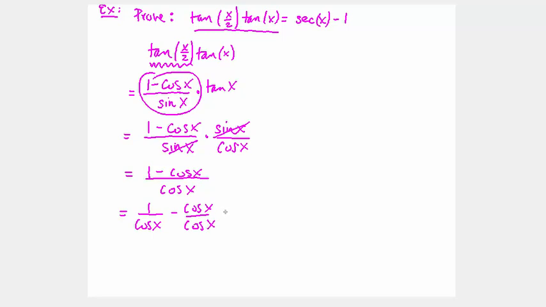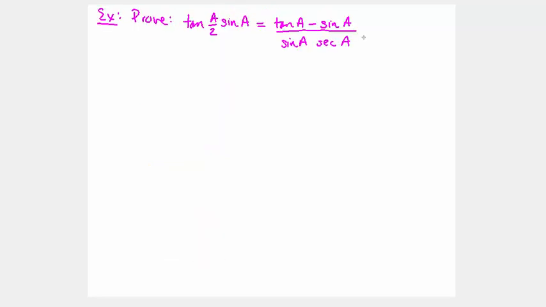And then just a little bit of simplification would turn that into 1 over cosine is secant, so secant x minus cosine x over cosine x is 1. And that's exactly where we were trying to end up, if you look at where we started, so we'll finish with that. Let's take a look at another example where we want to prove an identity.